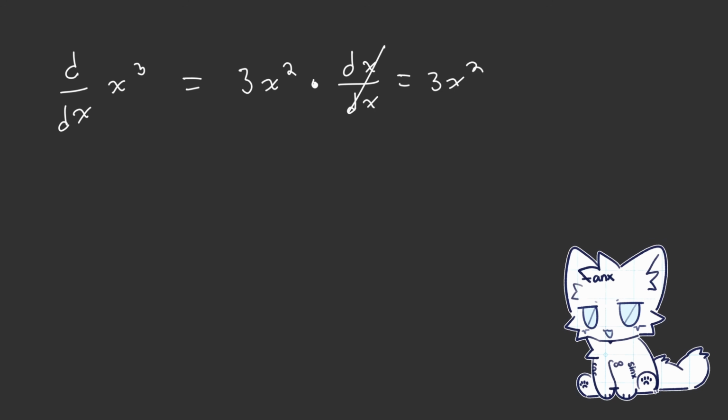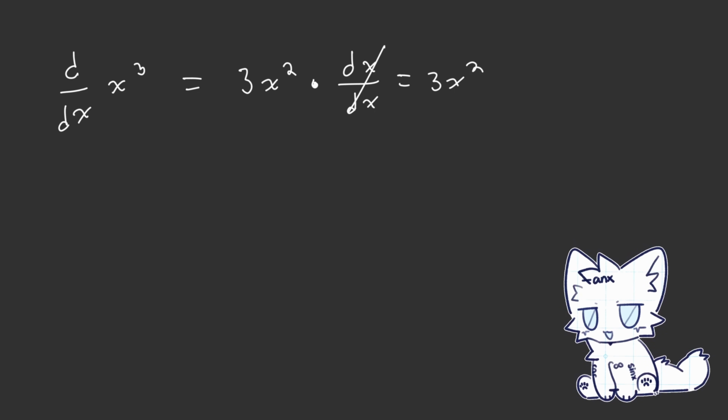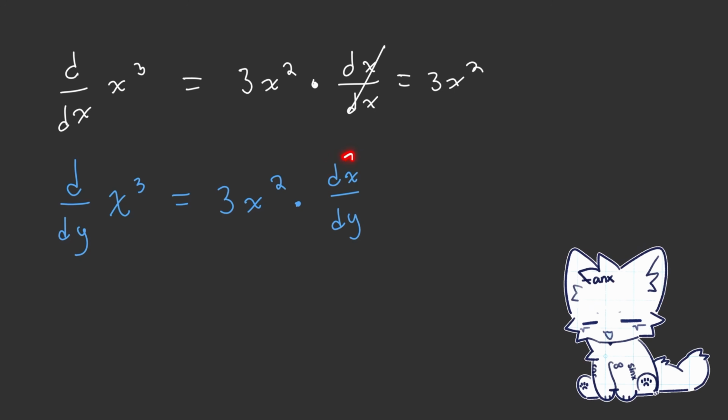Now, let's say you take a derivative of the same thing, but with respect to a different variable. dy of x cubed. Well, that would be just the power rule, the same thing here. 3x squared times dx dy. Now this cannot cancel to 1. Why does this appear? Because of the chain rule.